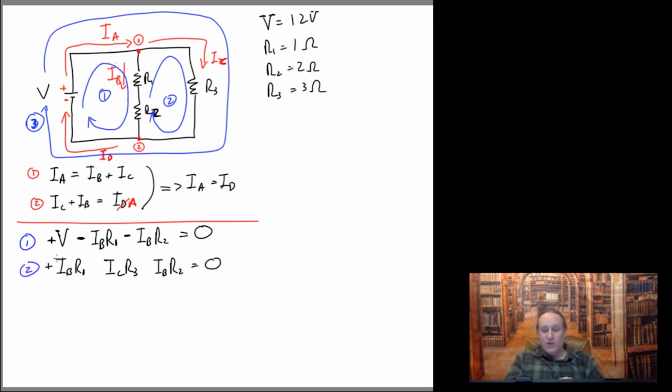Then we get to R3. Are we going with the current or against it? We're going with it, right? So if we're going with it, we put a minus sign. Then we come around to R2, and again, on R2, we are now going against the current, so we get a plus sign.